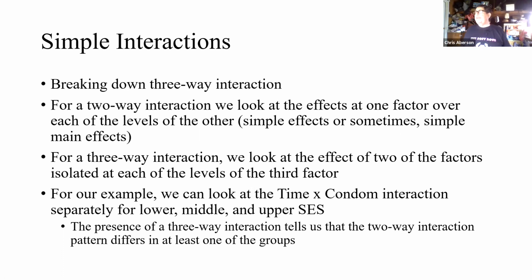And generally with a between type design, it's probably best to isolate across the levels of the between subject factor. So we're going to look at time and condom interaction separately for lower, middle, and upper SES. So what we end up with are just three two-way within subject ANOVAs. If we have a three-way interaction, what that's telling us on the surface is that the two-way interaction patterns differ between our groups. How do they differ? Well, that's what the simple interactions tests are going to help us to describe.